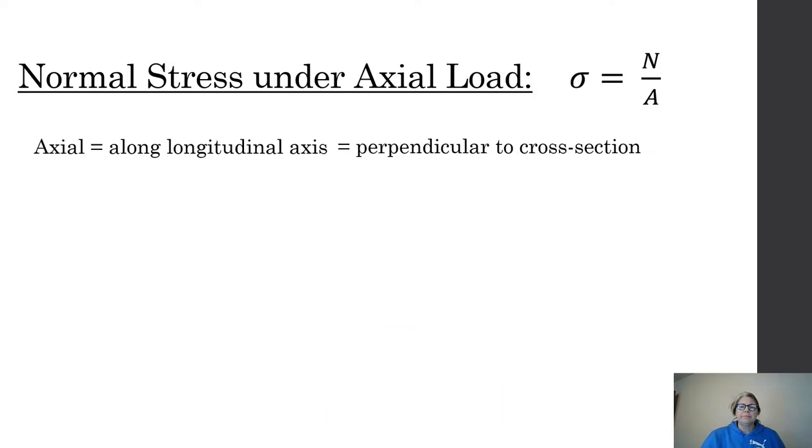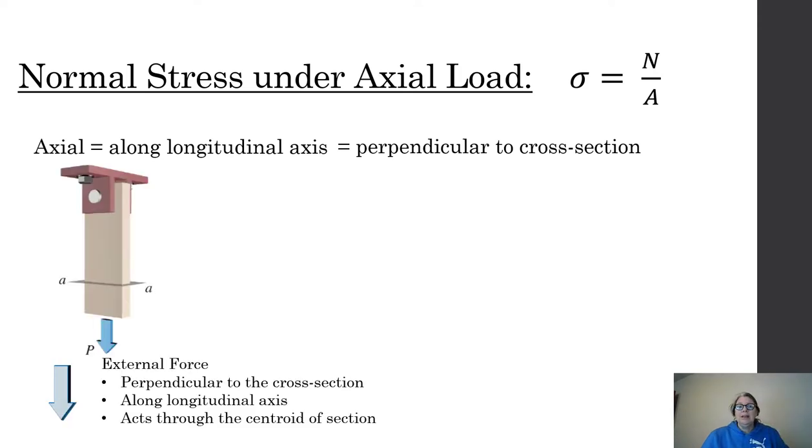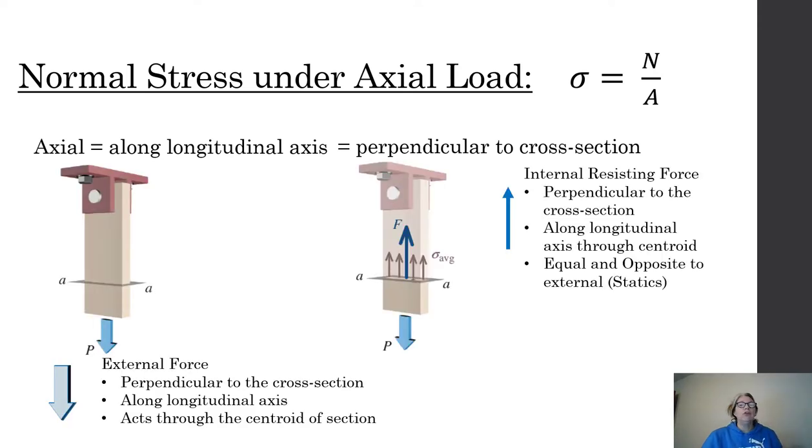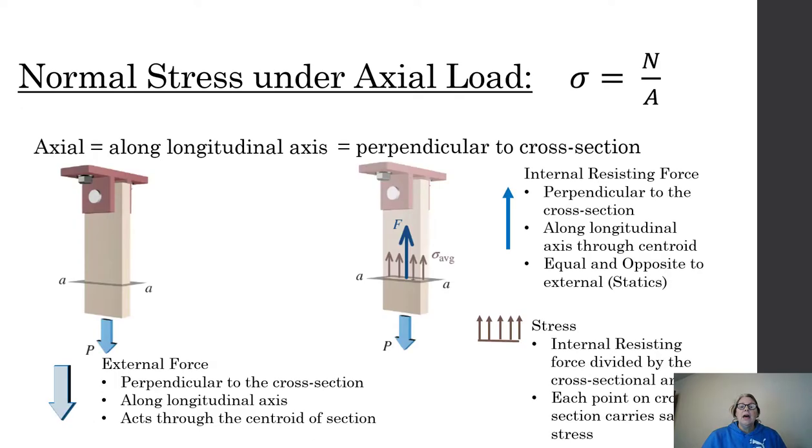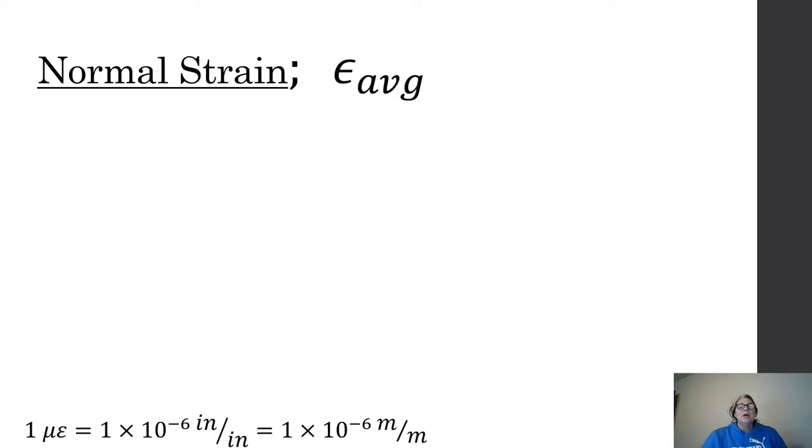So it's everywhere. Okay, so if we have normal stress, that is sigma, it's N over A, it's that internal normal force over that cross-sectional area, right? The resisting internal cross-sectional area. We assume that stress is average. Each little point is undergoing the same amount of stress.